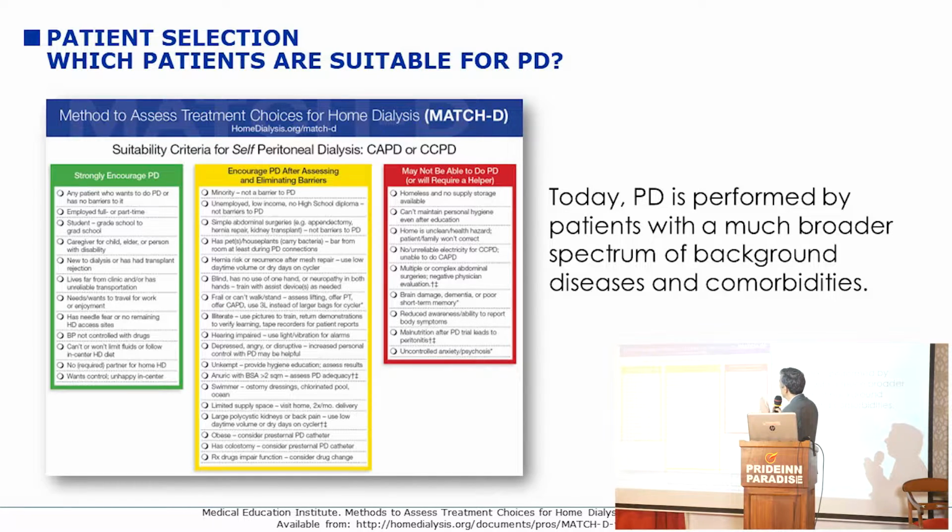I like this source, which is actually online from the home dialysis page. It gives criteria which you can select for each patient, and then you can see whether you would encourage PD. The same site also has the home HD part. I think this is a good summary of the contraindications and also the indications. If you're interested, I would suggest you visit the website homedialysis.org.